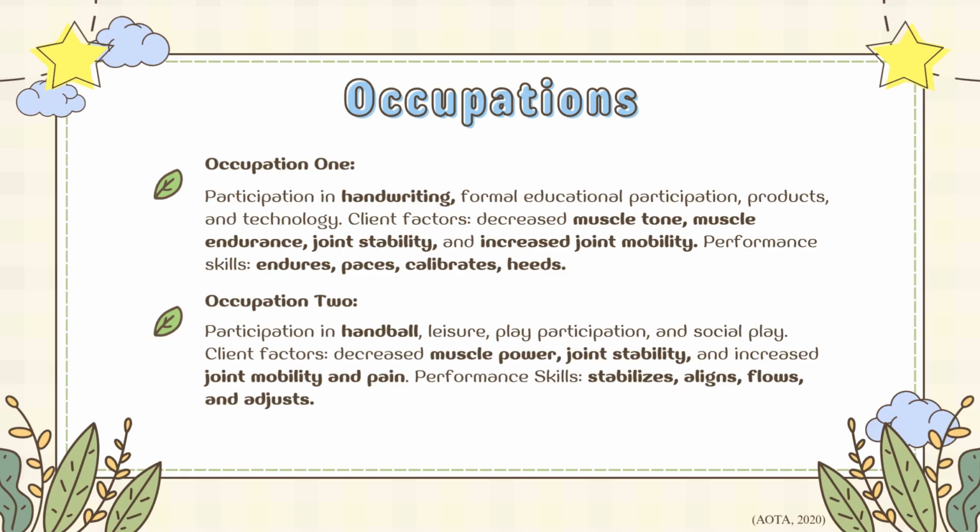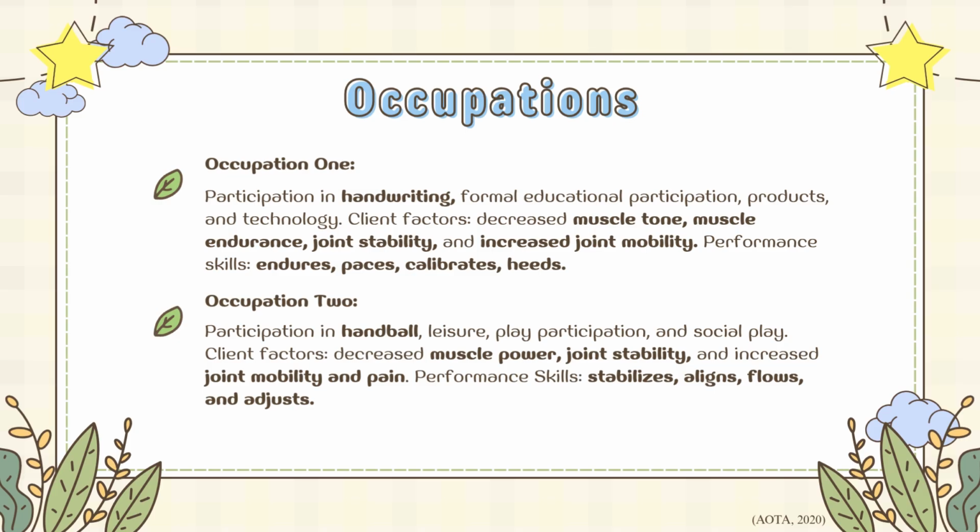And then the occupation of playing handball falls under leisure, play participation, and social play. So the client factors that would inhibit her ability to perform this task are decreased muscle power, joint stability, and then her increased joint mobility and pain. So the performance skills needed to participate in this task is stabilizing. So her ability to stabilize her body and movements throughout the task, this would be affected by her hypermobility and then her decreased muscle tone.